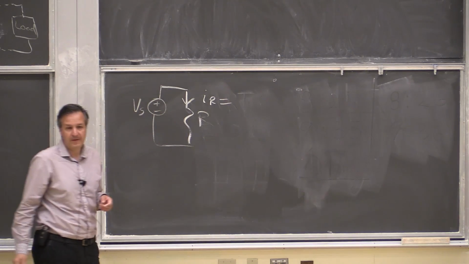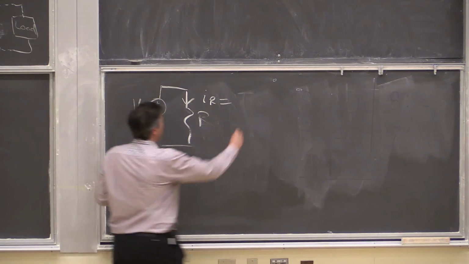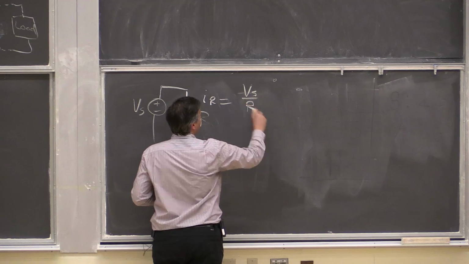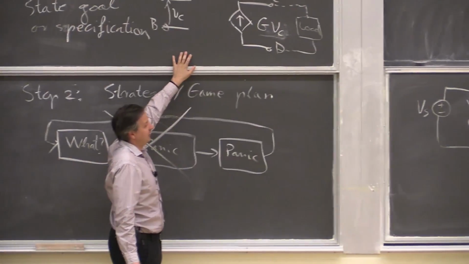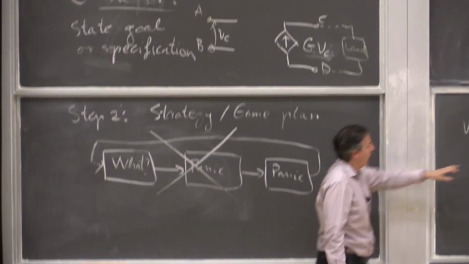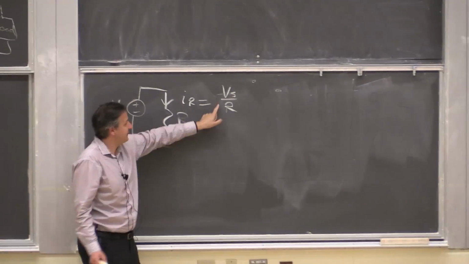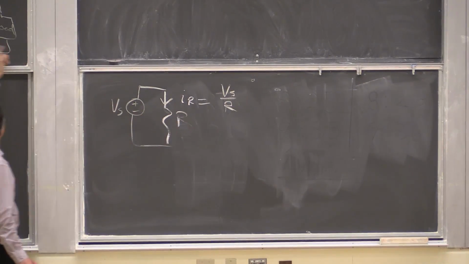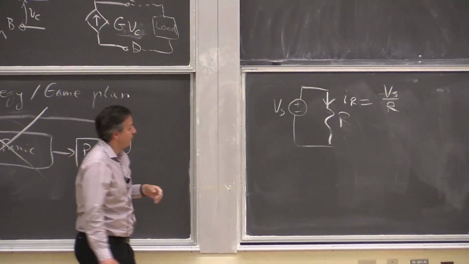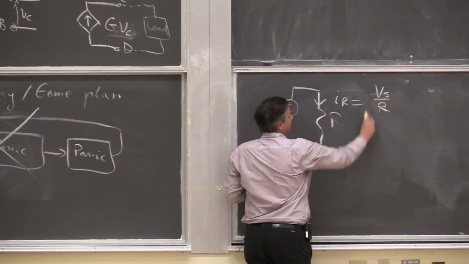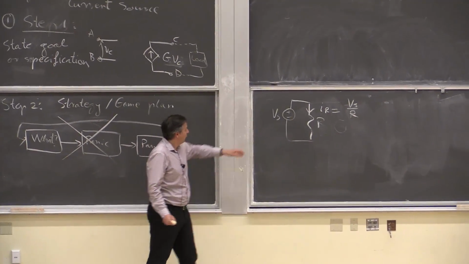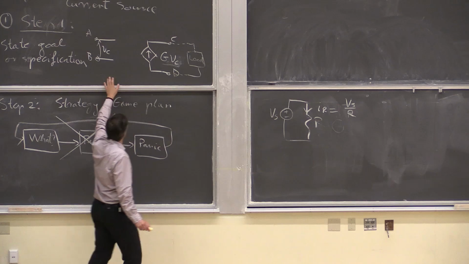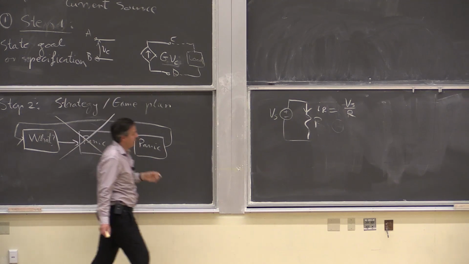IR is how much? Vs over R, right? Okay. So I'm so close, right, to here. The problem with this is if I say that this 1 over R is my G here, the moment I add something to this, the situation will change, right? First of all, in this situation, let's see how do we model VC, right?